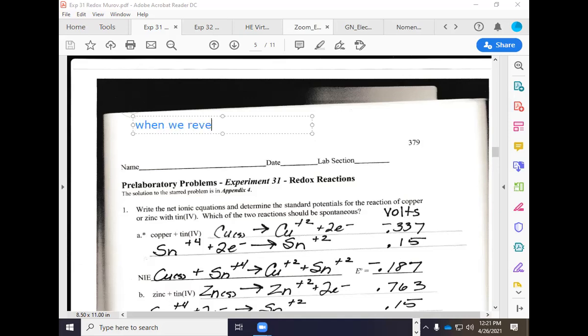So when we reversed the half reaction, we had to reverse the sign, which kind of makes sense. So that's how we came up with the copper half reaction. The copper solid went to copper plus 2 electrons, and then we had to reverse the signs. We got a minus 0.337.